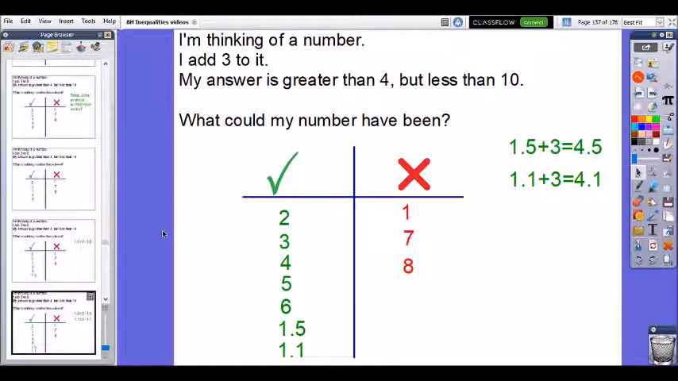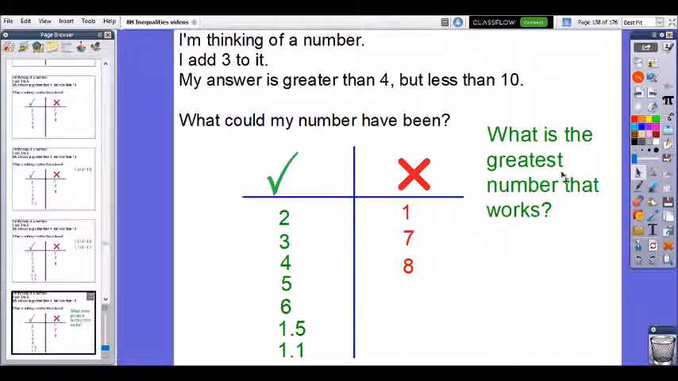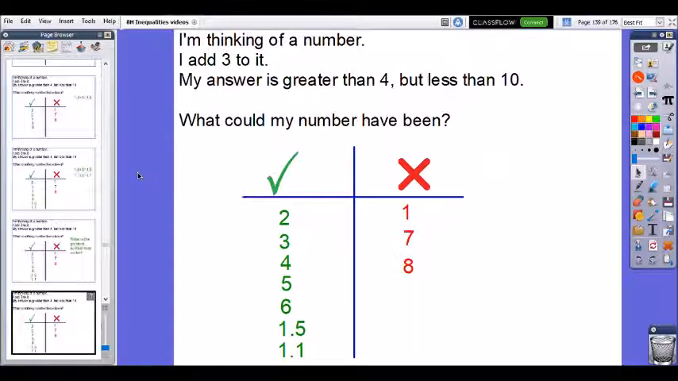Okay, well, my other question to you is, what is the greatest number that works? So again, I'm going to give you a chance to think about this. What's the greatest number that fits this problem? So believe it or not, the answer to this question is not 6. I can think of a number greater than 6 that still fits this problem. So for example, I could have chosen, say, 6.5.